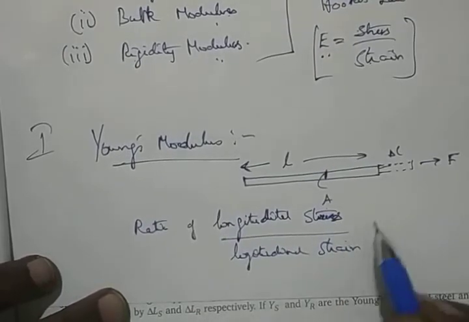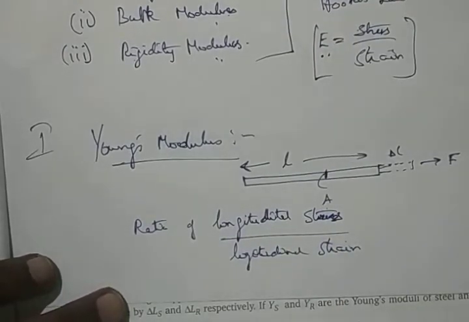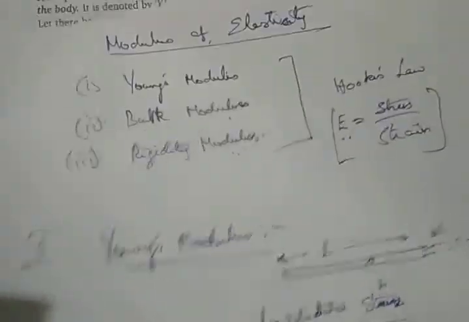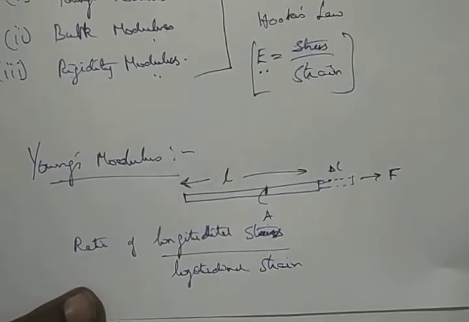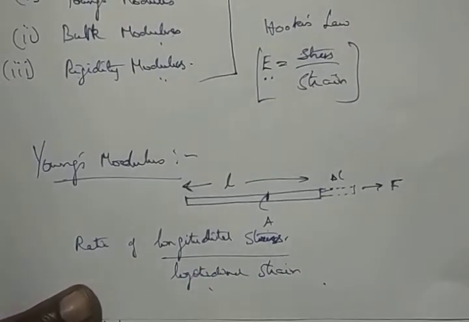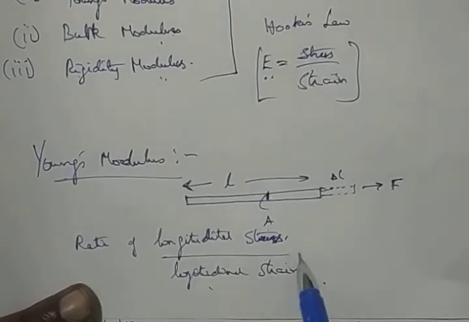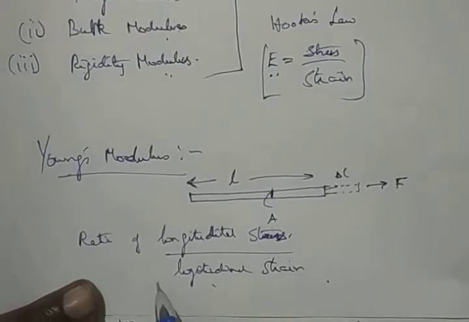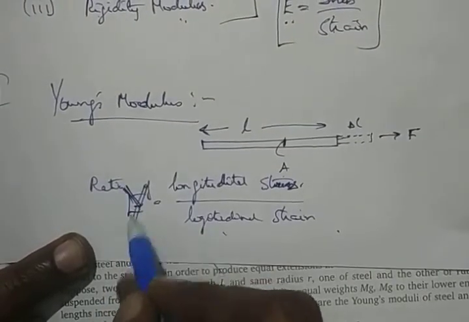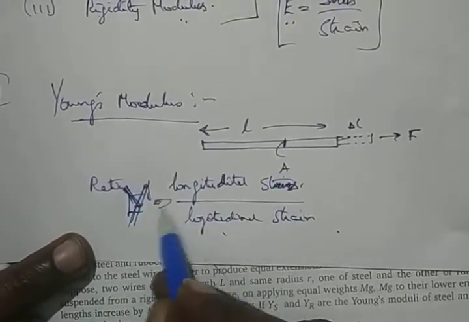So it is called stress upon strain. In other words, it's also called the normal force, the normal stress. You need not say always longitudinal, it is a normal stress upon longitudinal strain. Longitudinal stress upon longitudinal strain is called, what is this called? It is called Young's modulus. You can say Y, Young's modulus of elasticity.